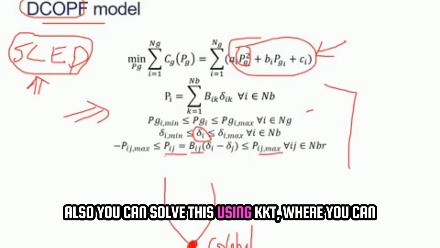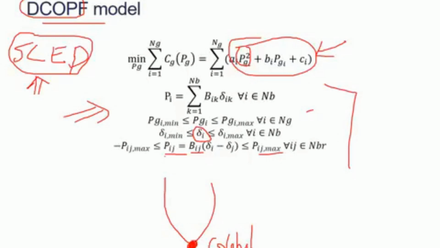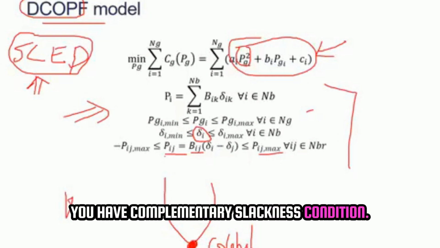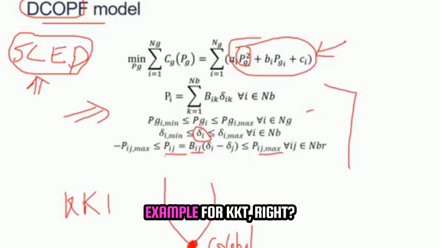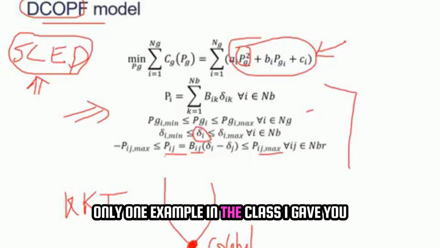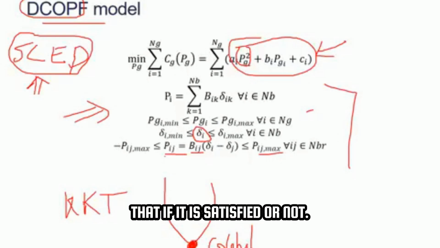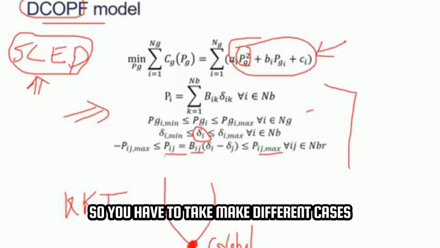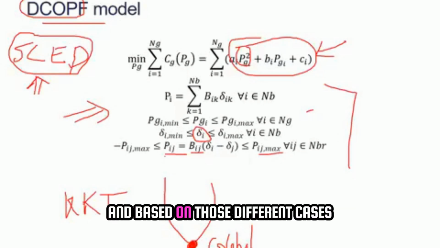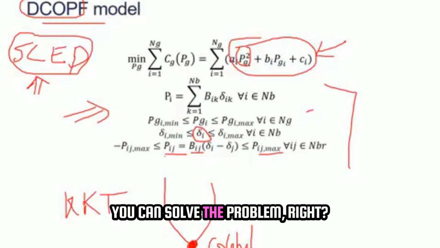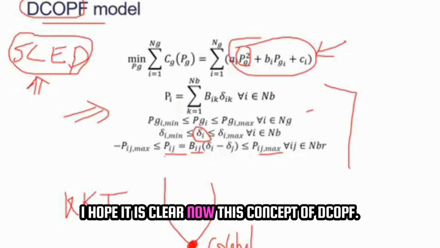Also you can solve this using KKT, where you can take different conditions, because for KKT you have the complementary slackness condition. I have not given any example for KKT, right? Only one example in the class, where you have to see whether that complementary condition is satisfied or not. So you have to make different cases, and based on those cases you can solve the problem, right? I hope this concept of DC OPF is clear now.